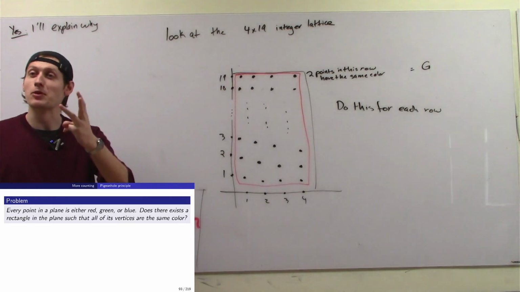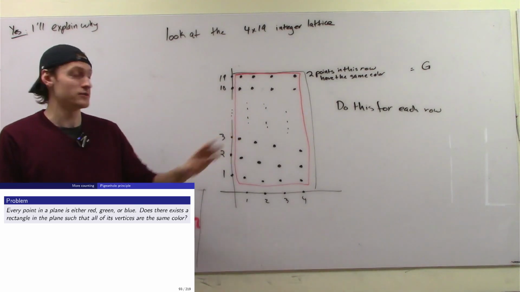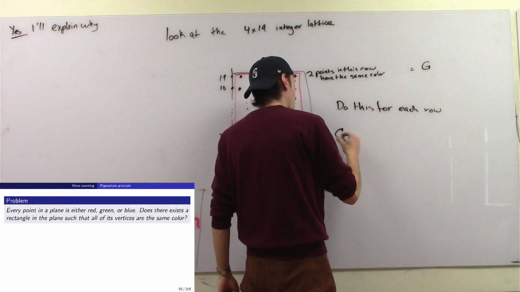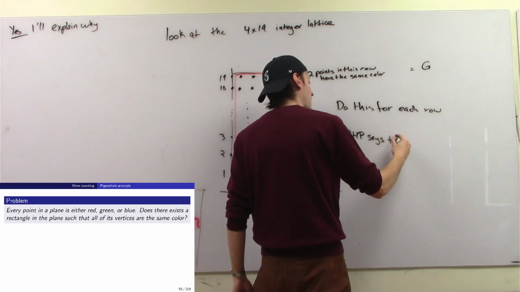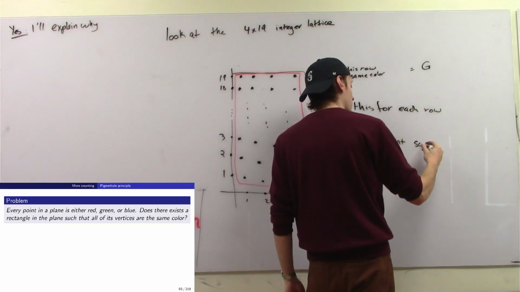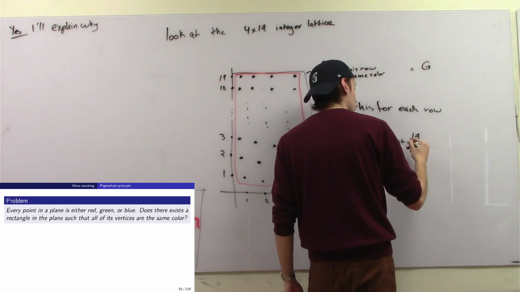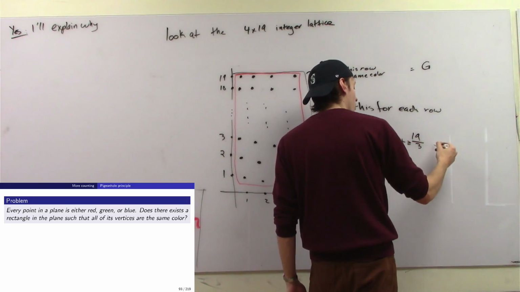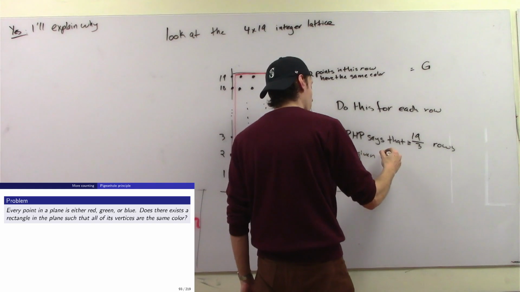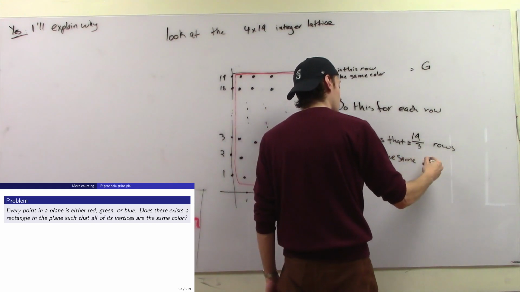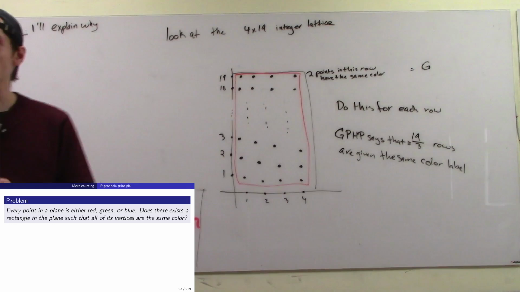Okay, so I have 3 different labels that I could have given a row, and I'm going to think about those being holes, and each row being pigeons. And so the generalized pigeonhole principle says that at least 19 over 3 rows are given the same color label. Right? So this is just the generalized pigeonhole principle.